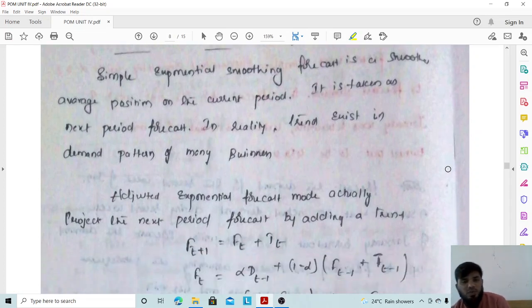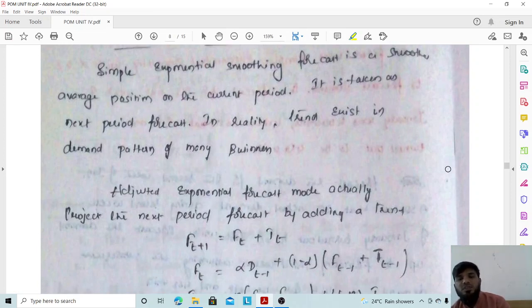For that, for example, if you see here what we have written, F(t+1). For the present period, you should have the knowledge of the previous forecast and the previous trend. So how to identify this previous forecast? The previous forecast formula we already know, which we have done in the smoothing factor: F(t) = alpha D(t-1) + (1 - alpha) F(t-1) + T(t-1). You should have this when you are forecasting for the previous period.